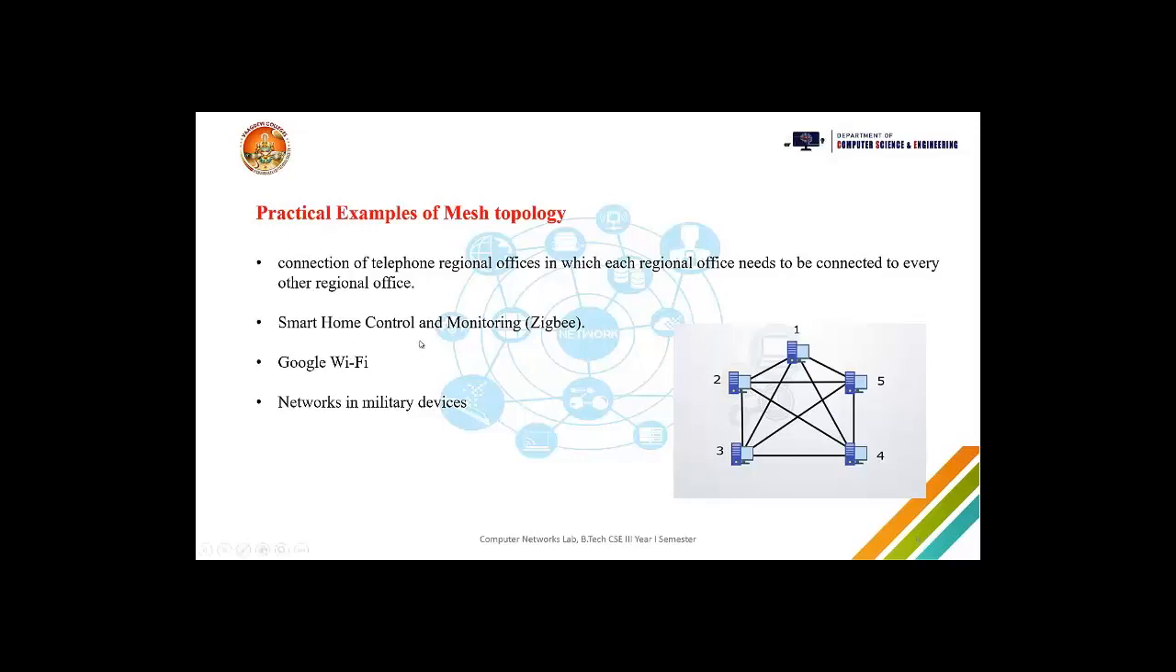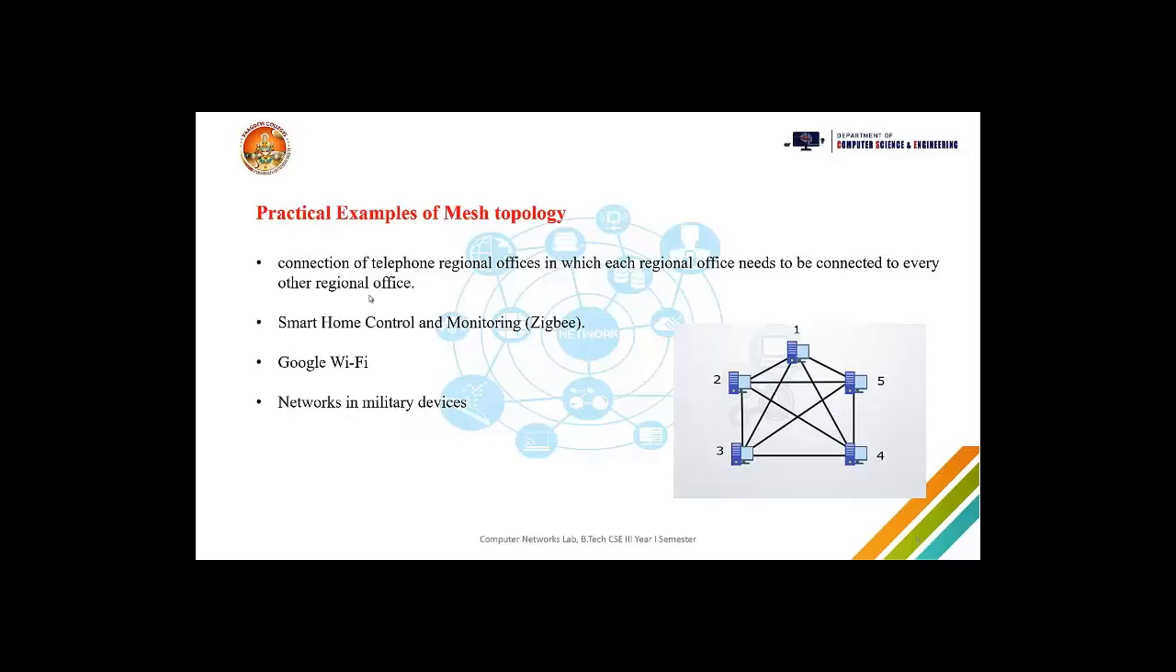The second one is smart home control and monitoring. Here it uses the Zigbee protocol, and the smart home control and monitoring controls and monitors home appliances like TVs, geysers, lights, etc. Here also we can use mesh topology, and you can use mesh topology in Google Wi-Fi and military defense services. These are some of the practical examples of mesh topology.